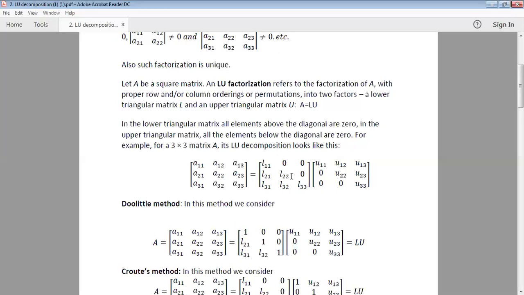So clearly this is a lower triangular matrix because all the elements above the diagonal are 0. And clearly this is an upper triangular matrix because the elements below the diagonal are 0. So A can be factorized as the product of a lower triangular matrix and an upper triangular matrix.